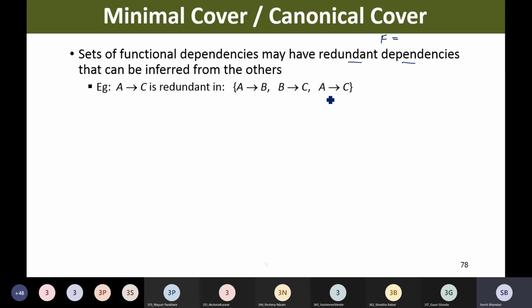What do we mean by that? Say, for example, if this set of functional dependencies is given: A to B, B to C and A to C, then in fact this A to C is redundant.